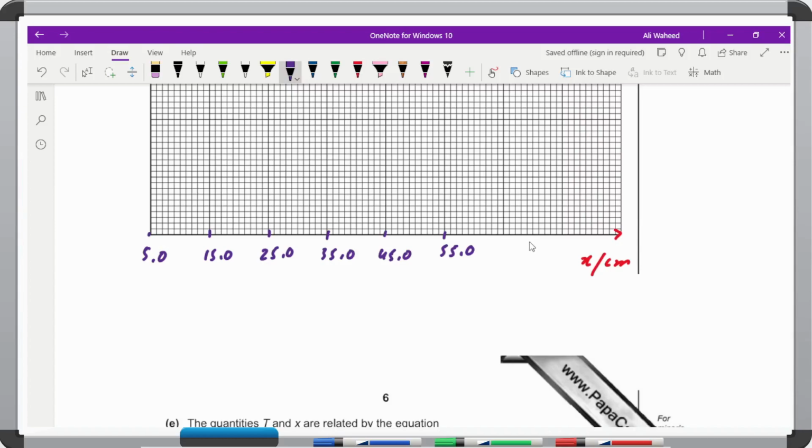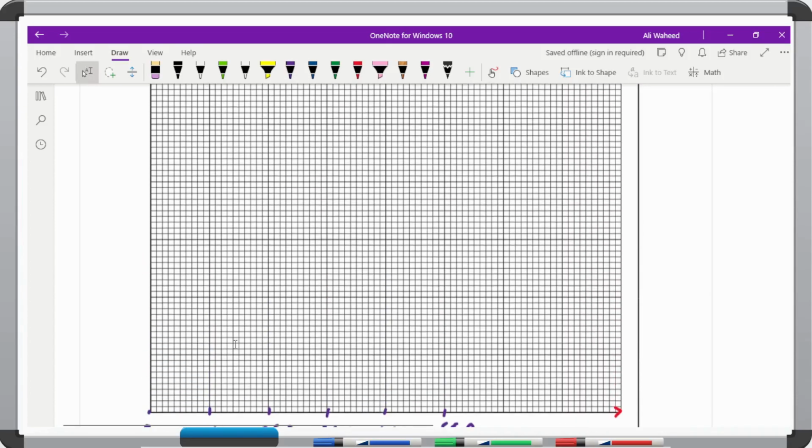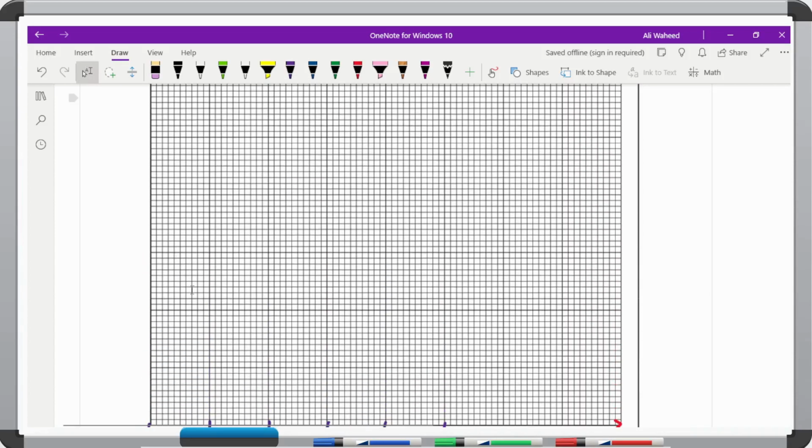The rule of thumb is you have to cover at least 50% of the axis. If you cover 50% of it, you're going to get full marks for scaling the axis, even if you cover only 50%. Now for the y-axis, we have to do the same way. We have to scale the axis in such a way that we use at least 50% of the y-axis.